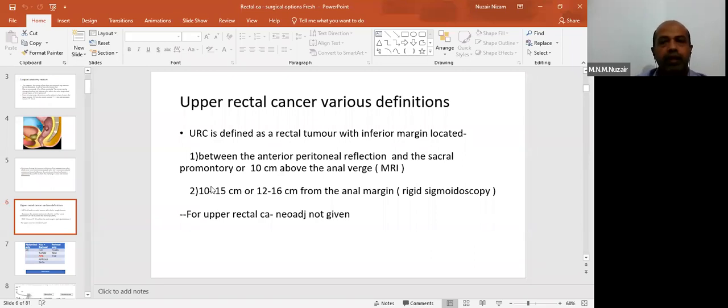Again, the upper rectum has been defined variously by various societies. I was trying my best to include all the definitions, but you can take it that the level of the rectum between maybe 10 to 15 centimeter is called the upper rectum.